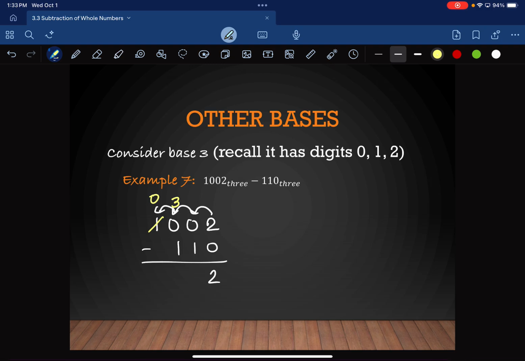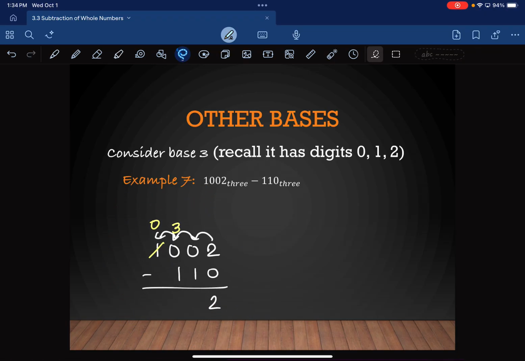Now there is something there that I can regroup to the next column back. So I'm working my way backwards. I can take away one of these from the 3 to make it a 2, and I'm going to regroup that. This 0 now becomes a 3 because we're in base 3. So I have 3 minus 1, 2. 2 minus 1, 1. And this is 122, base 3.